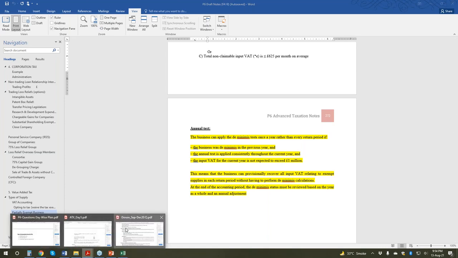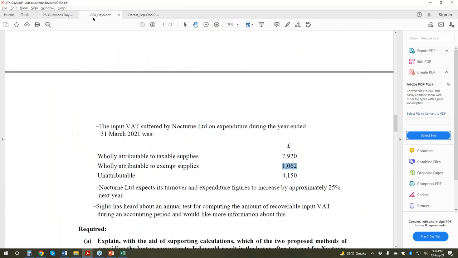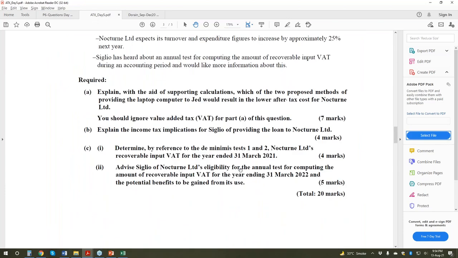Taking you back to the question, advise Siglo about the eligibility for the annual test. I have told you that if Siglo is a partially exempt business, they can apply for the annual test, but I have also told you what the other conditions are. And I have also told you the potential benefits to be gained from its use: it will save administration cost and time, and they will be able to recover the input VAT completely even if they do not pass the test, and they only have to apply the adjustment once a year.